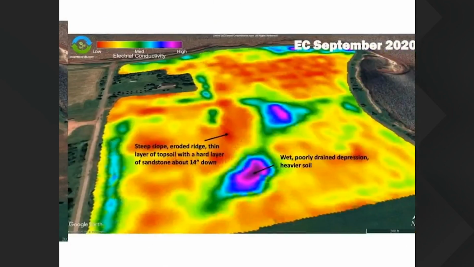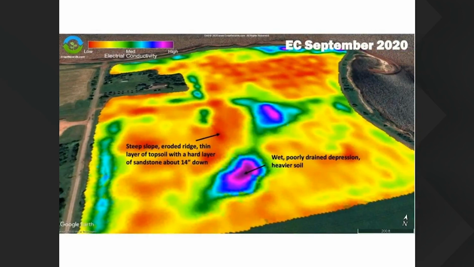So the imagery doesn't really tell us why those were poorly performing, but we SWAT mapped that field this fall, and using EC found a lot of differences there. The spot that showed up really poorly in 2017, in this dark area in the middle, was a steeper slope, 4 or 5%. Likely had a history of erosion, a very thin layer of topsoil, and underneath we dug a pit there and found a layer of hard sandstone about 14 inches down from the surface.